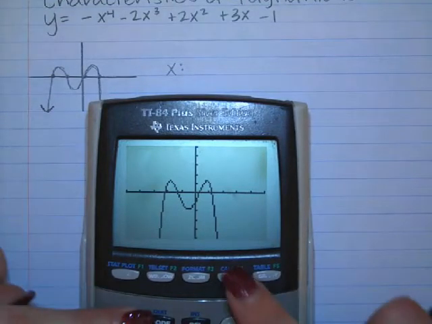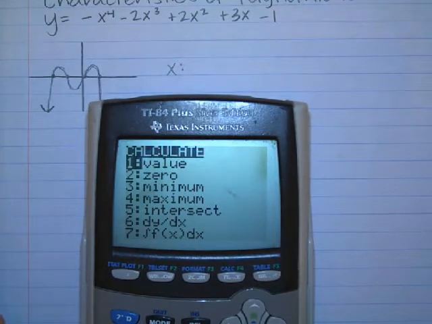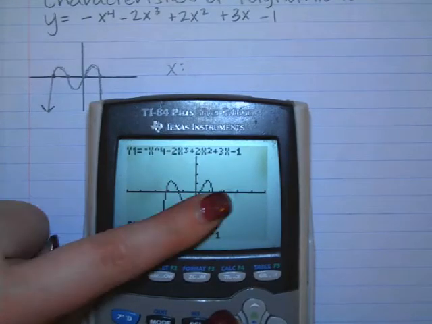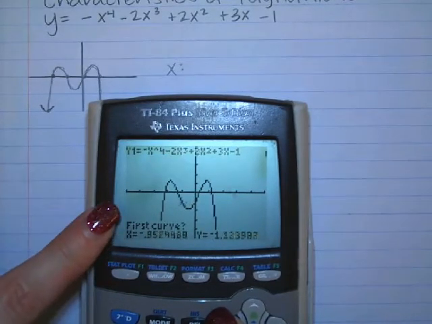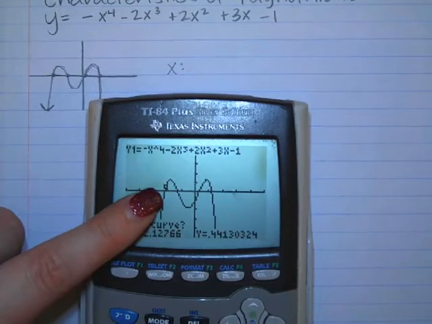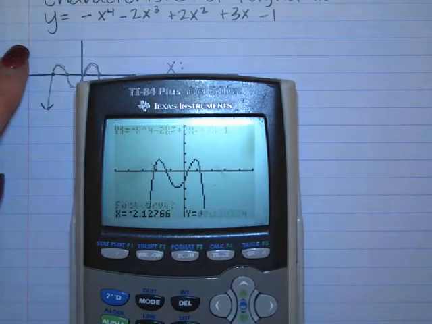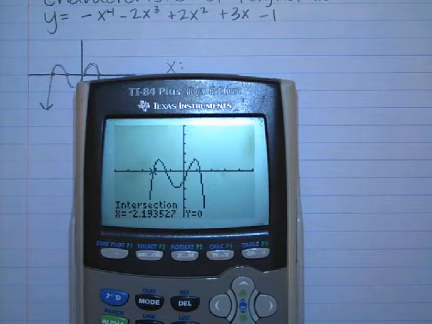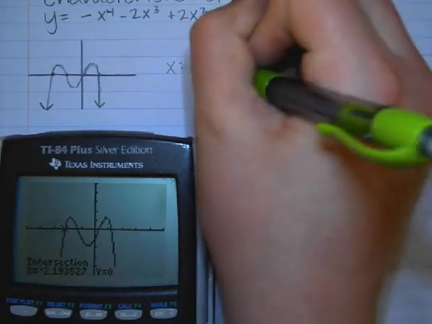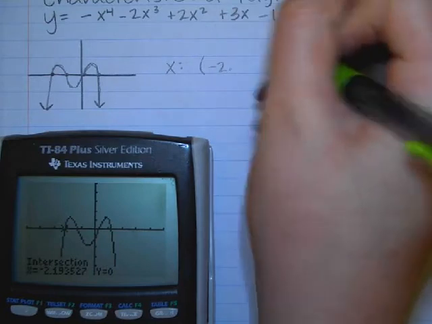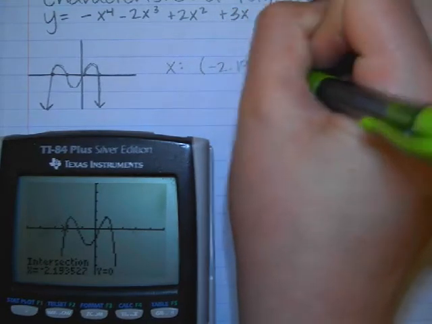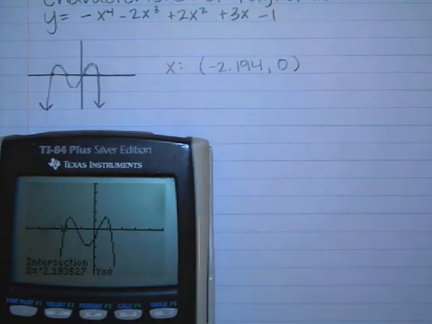So now we're going to do second trace, option number 5. And I'm going to go from the left because I feel like reading from left to right is an American thing. Makes me feel comfortable. So I'm going closest to the left one, and then I'm just going to press enter, enter, enter. You don't have to be on top of it to find it. You just have to be close to it. So I got near it, and then I pressed enter, enter, enter. And I'm going to go ahead and do 3 decimal places. So -2.194, rounded. There's my first x-intercept.